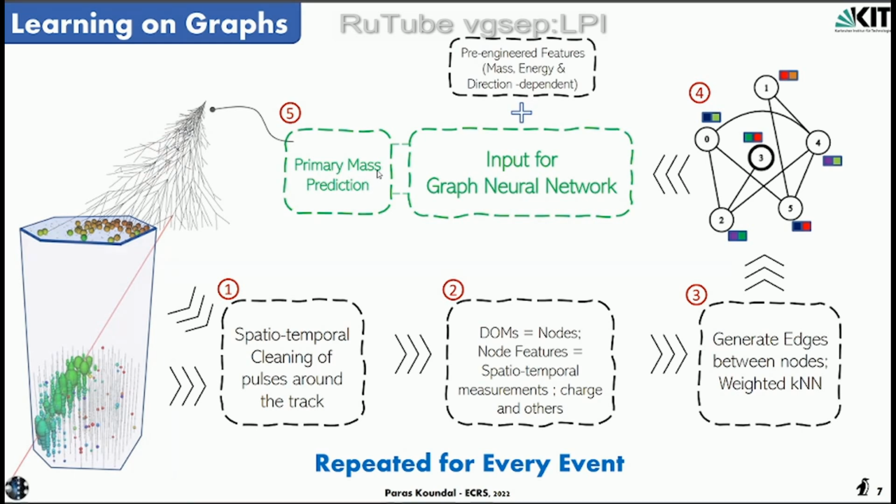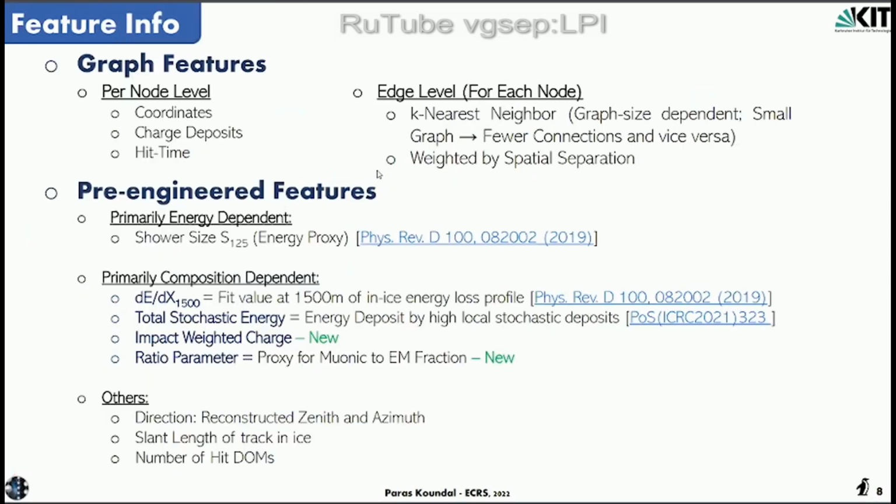In addition to this, we also have some pre-engineered features. Some of the pre-engineered features I already discussed on the first slide, like shower size and a few others. In addition to that, as I mentioned, I also have some new ones. These are just some other feature details. I won't go into detail. These are the two new ones. Just remember the names for now: impact weighted charge and ratio parameter. All the other ones are published in some of our previous IceCube works.